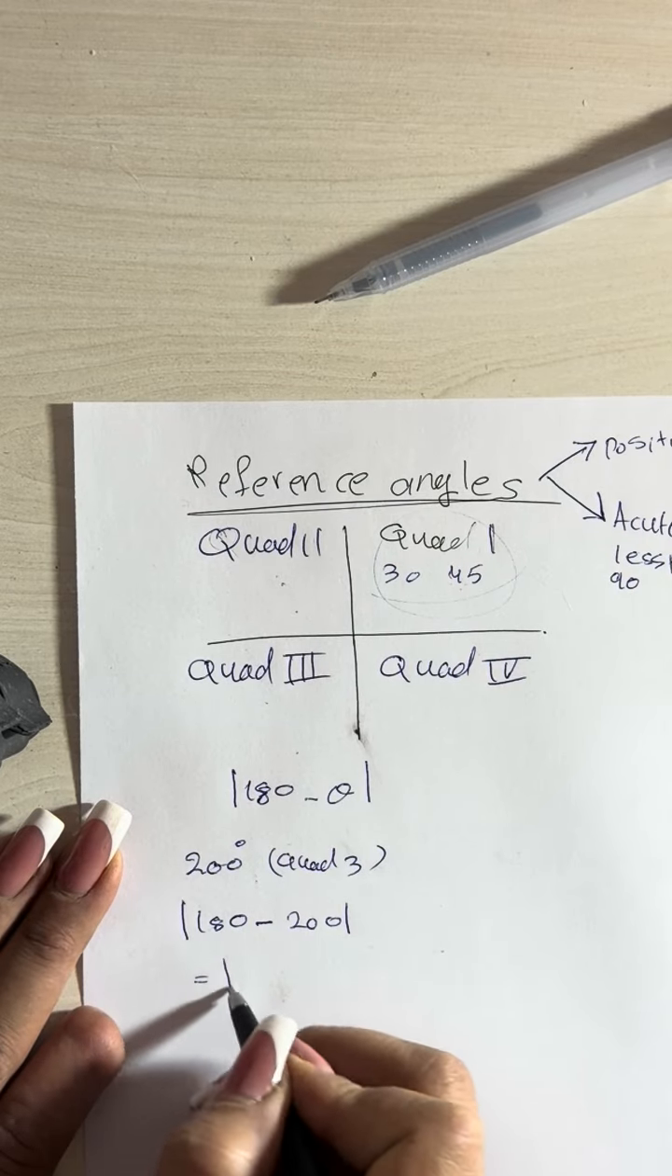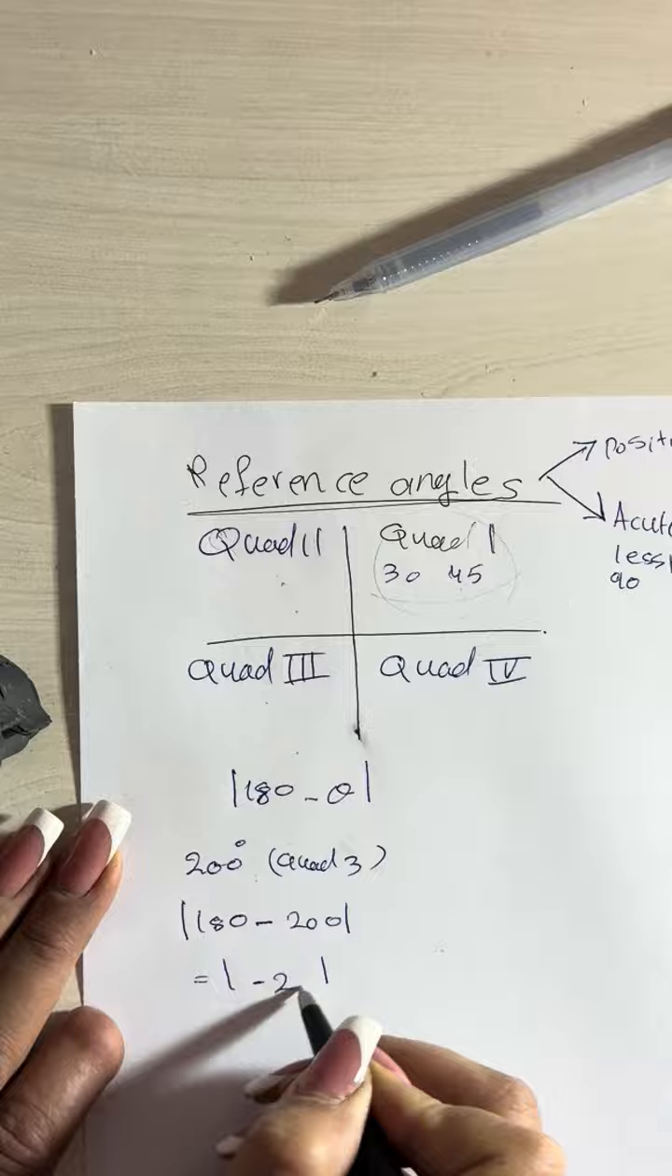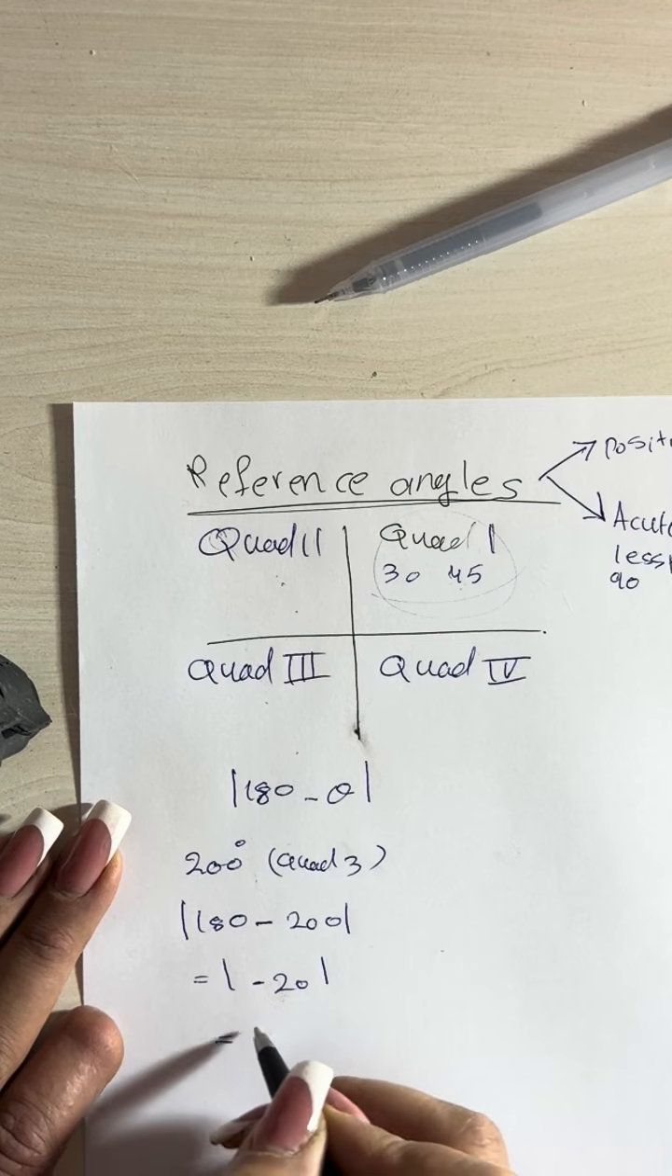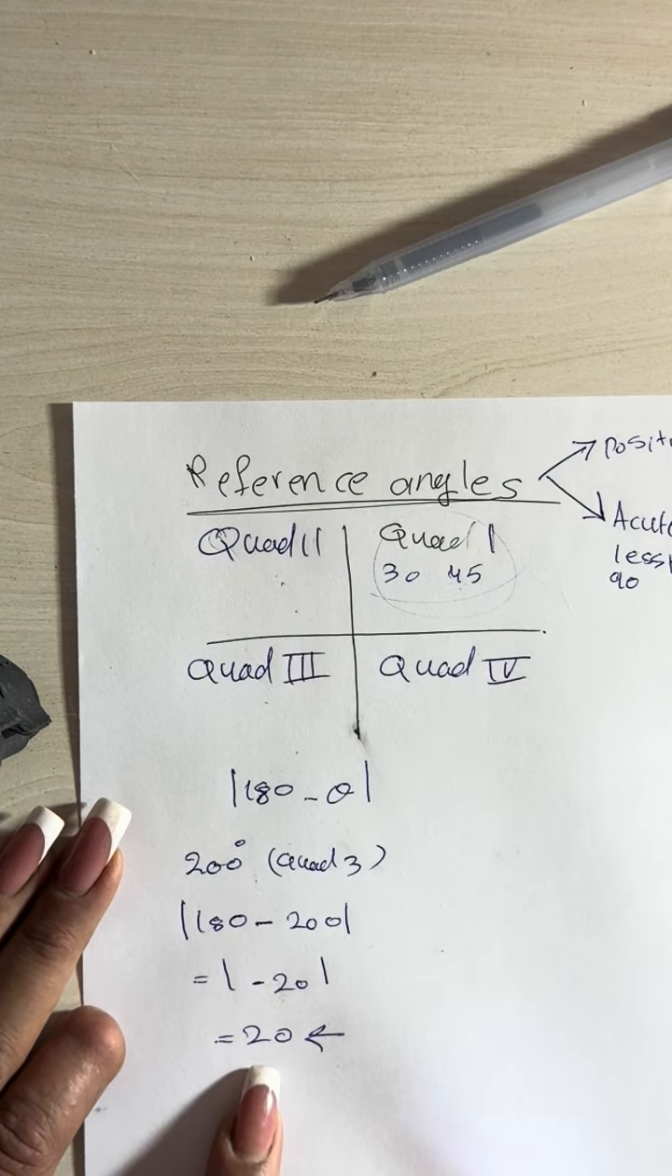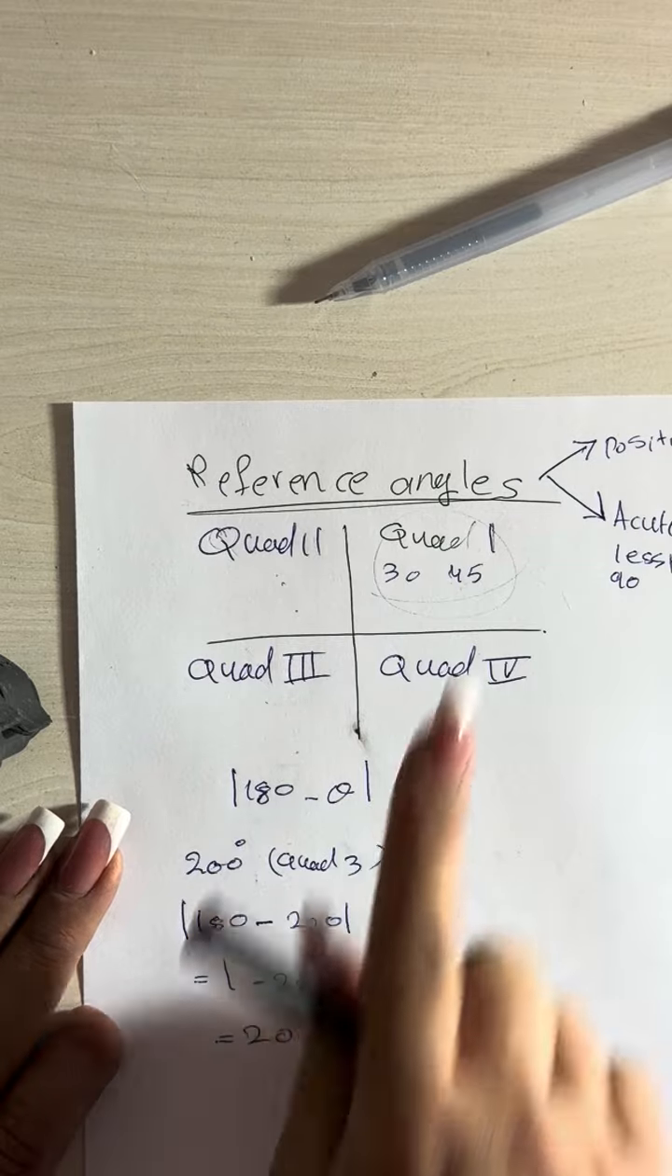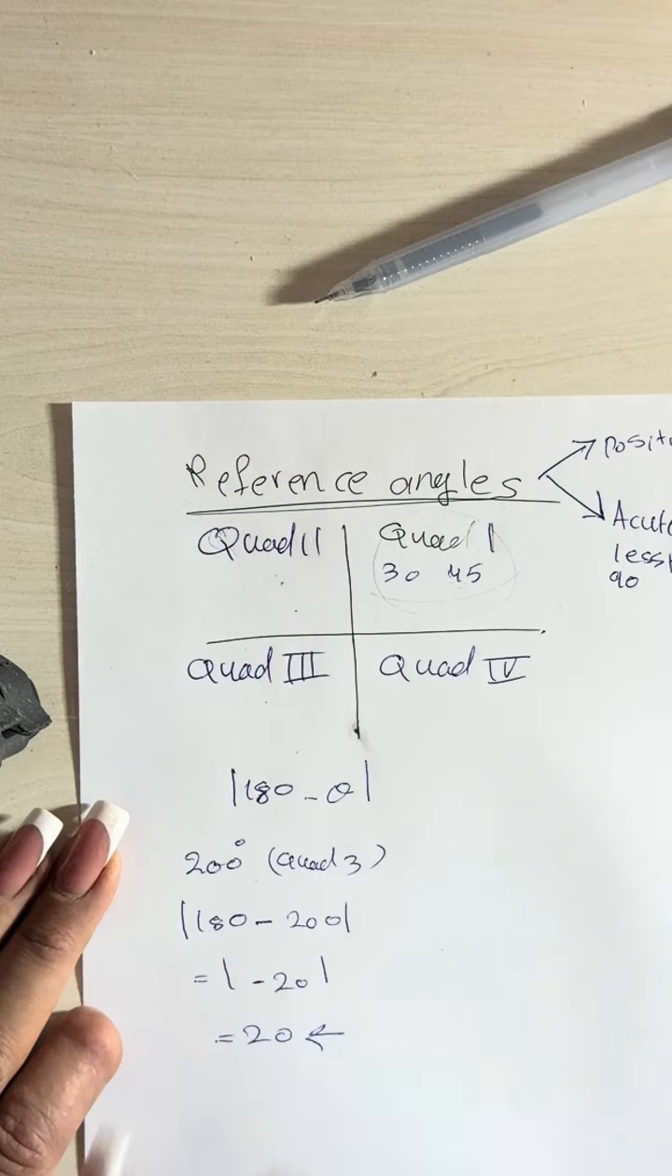Now, what I will do, simply put an absolute value of 180 minus the given angle. So here the result will be negative 20, and the absolute value of negative 20 is only 20. So that means the reference angle is 20. Look, it is positive and it is less than 90.